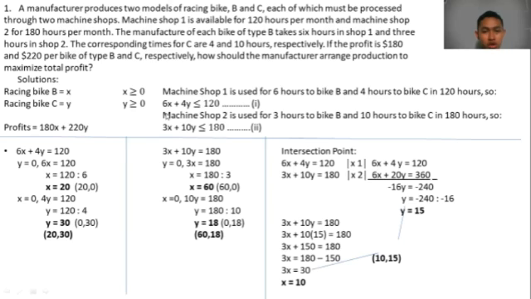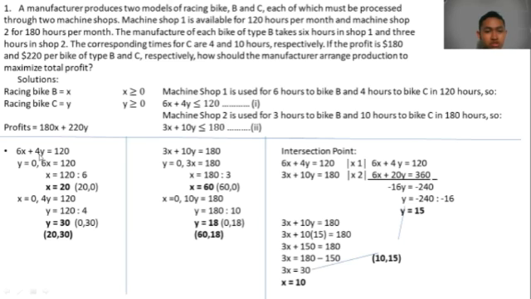Then in the question, machine shop 2 is used for 3 hours for bike B and 10 hours for bike C in 180 hours per month. So we get the second equation: 3x plus 10y is less than or equal to 180. And for the profit, we get $180 for racing bike B, or X, and $220 for bike C, or Y. The next step is to find the points of each equation.